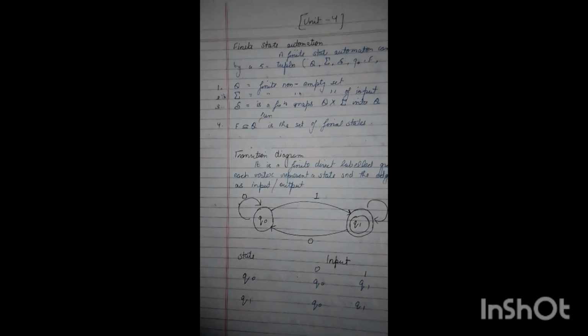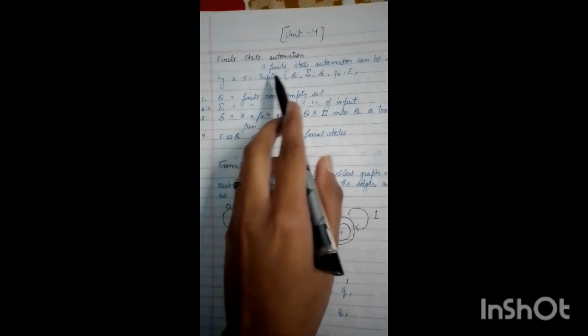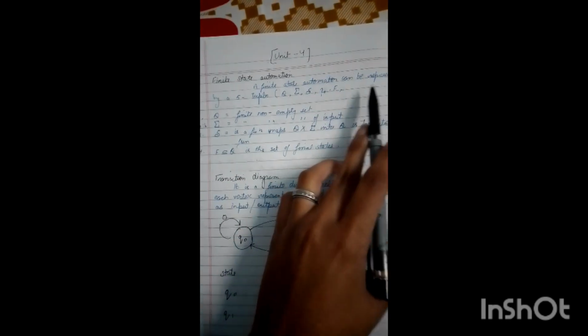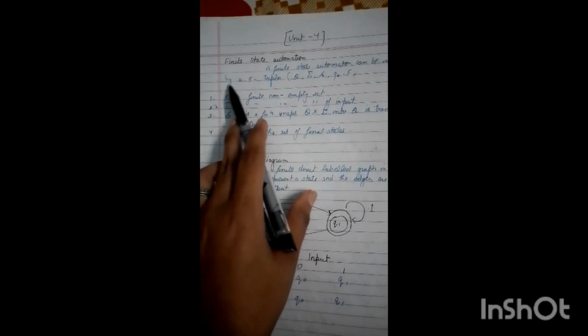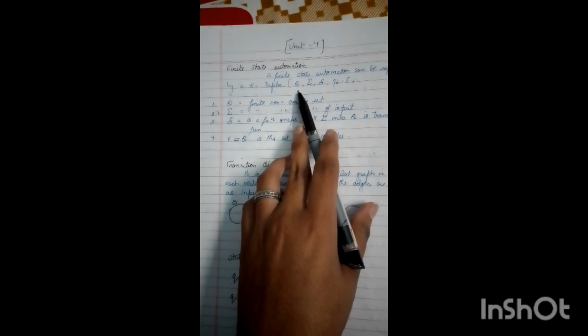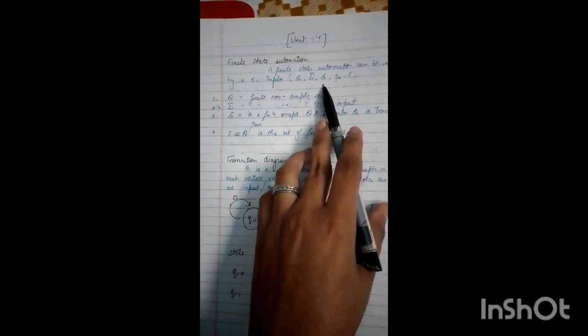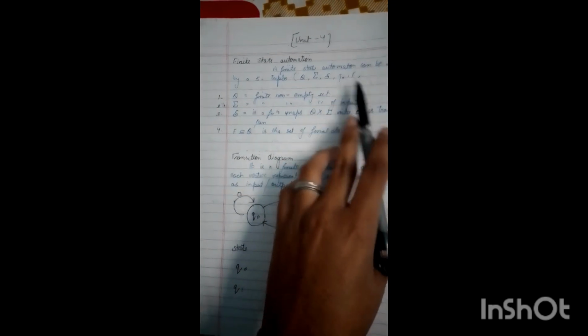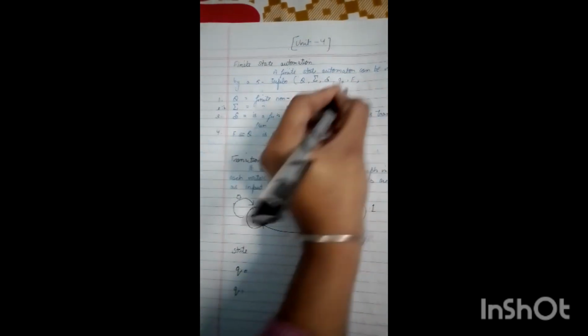Today we are going to cover the topic that is finite state automation. So first of all, what is finite state automation? A finite state automation can be represented by 5 tuples. That means we are going to have these 5 quantities which are Q, sigma, delta, Q naught and F. What do these 5 quantities represent?